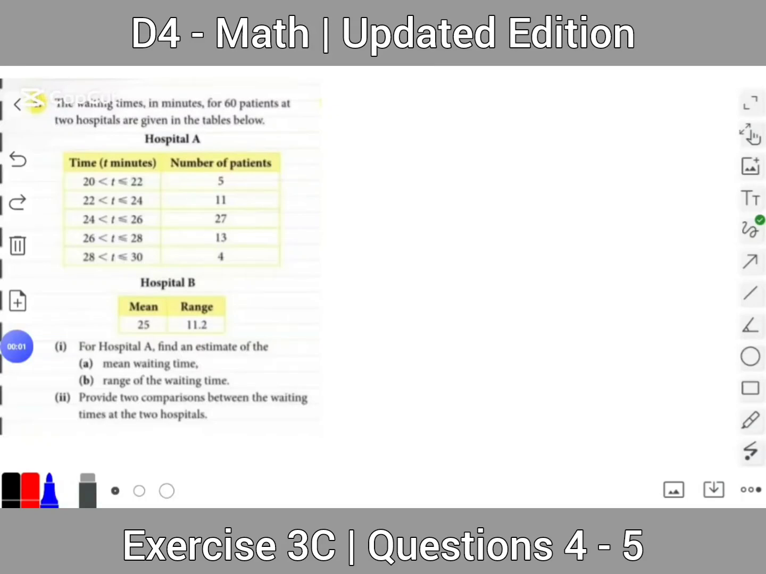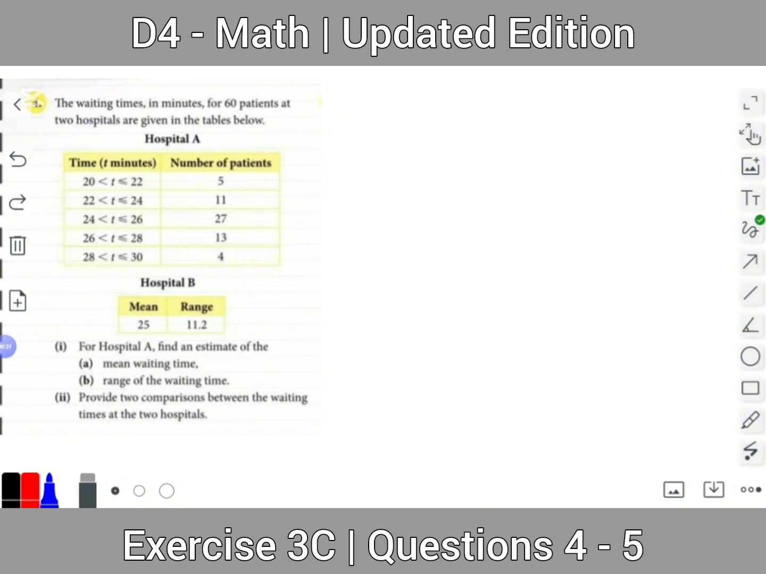In today's video, we will start with question 4. The waiting times in minutes for 60 patients at 2 hospitals are given in the tables below. So for hospital A, the time intervals in the form of class intervals are given with the number of patients, which is, in other words, the frequency. And for hospital B, mean and range are given.